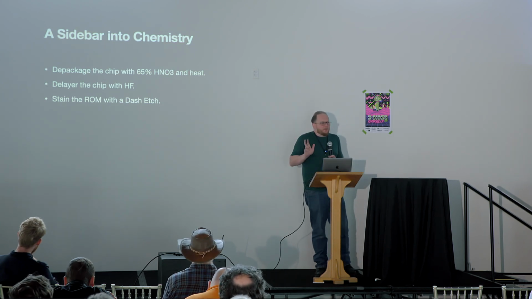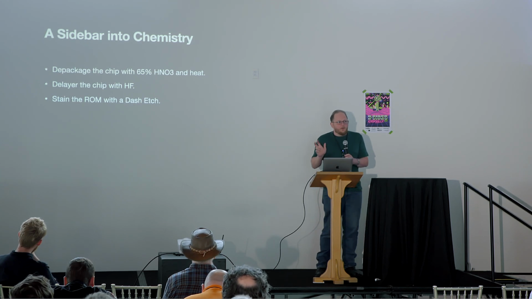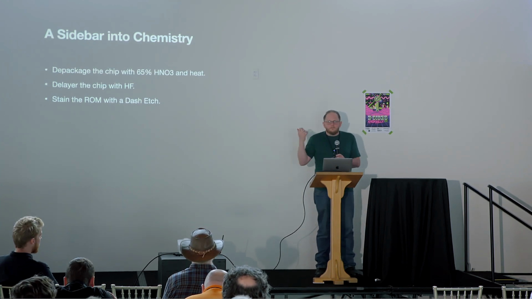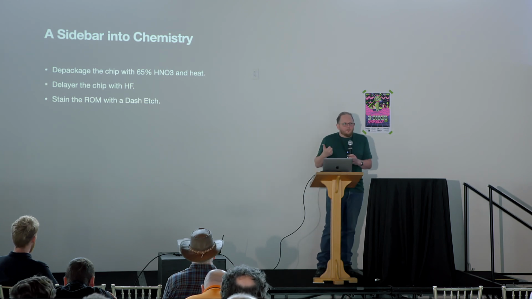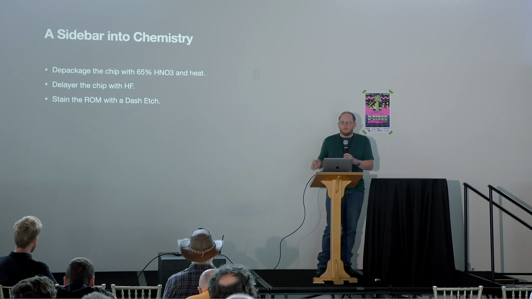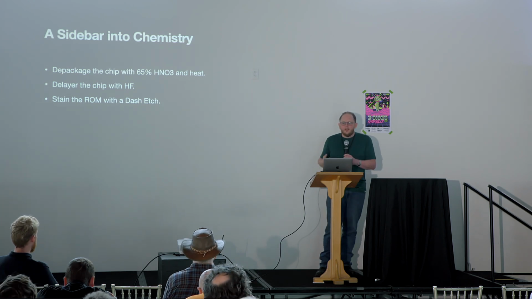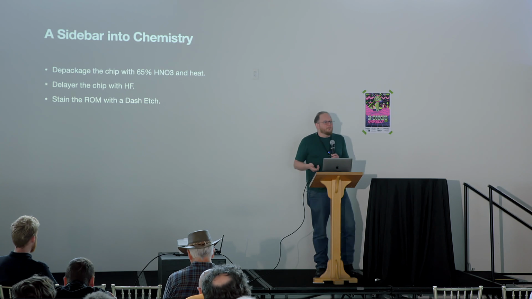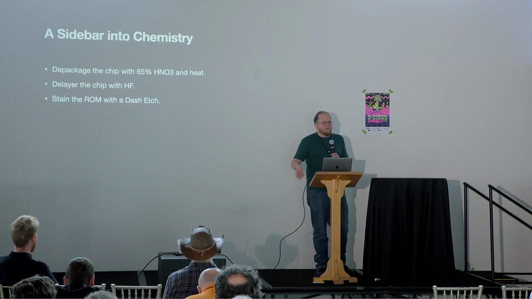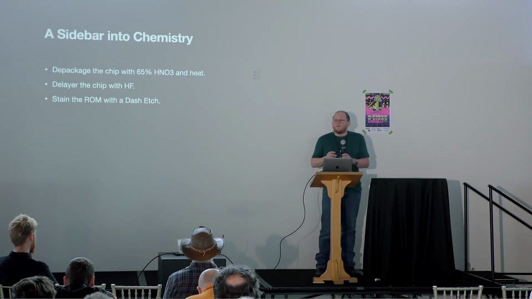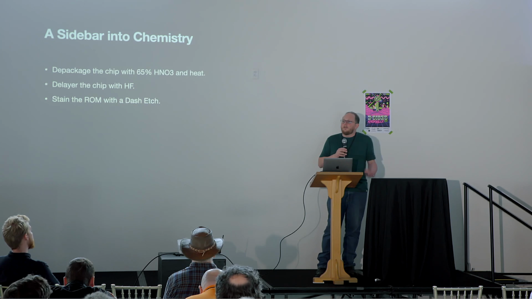There are basically 3 procedures that you need for extracting these bits. The first one, which you always have to perform, is you need to remove the plastic covering from the microchip. You need to get to the glass. I do this with 65% nitric acid and a hot plate in a fume hood, and I pump the air out.